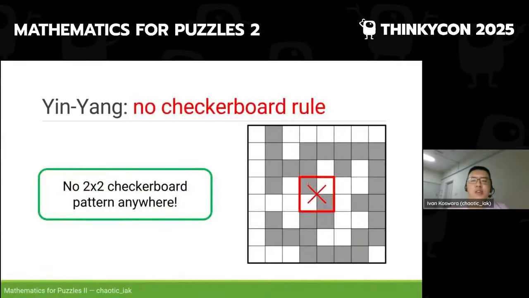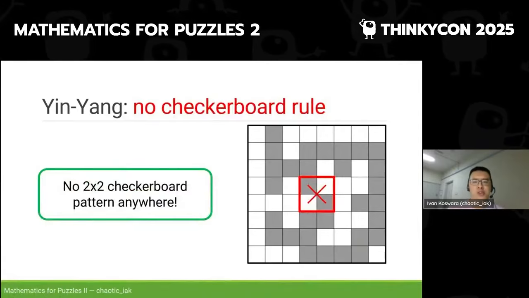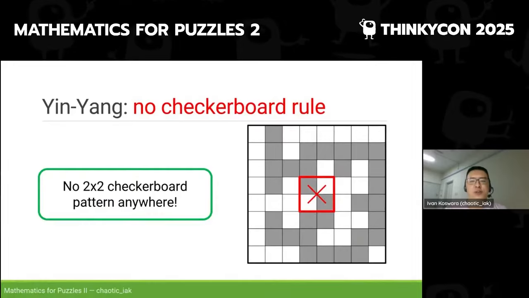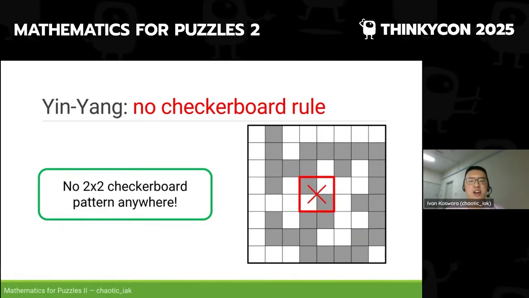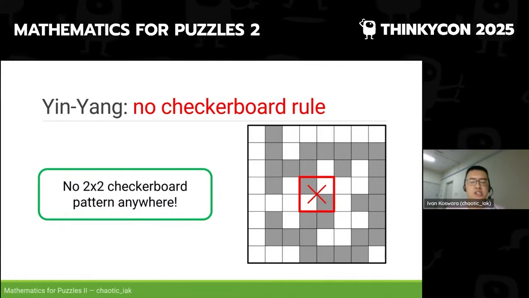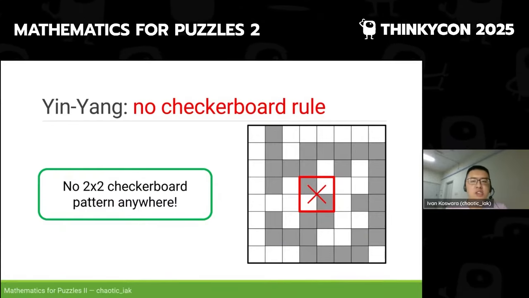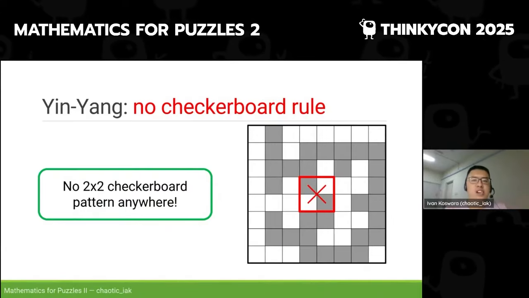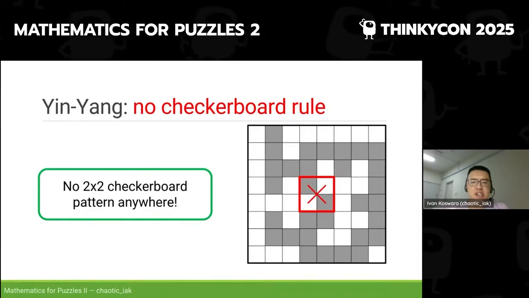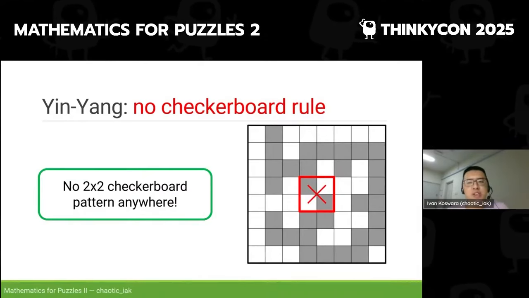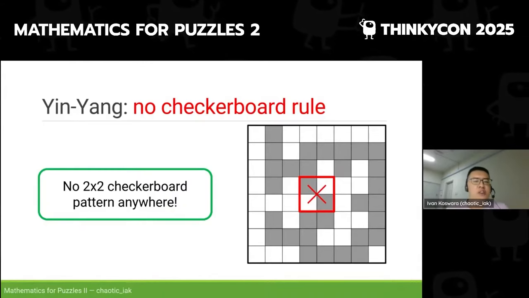And it's worth noting that this no checkerboard rule is not part of the rules of Yin-Yang. It comes from our deduction. We analyze the rules and we realize that there is no checkerboard. It arises naturally. So let's take a look at another example.